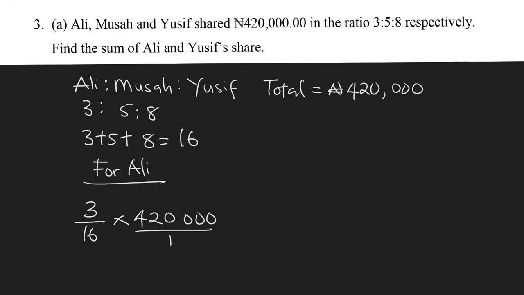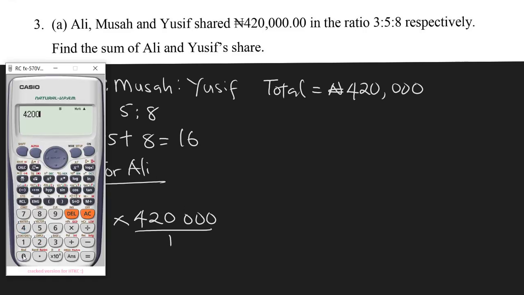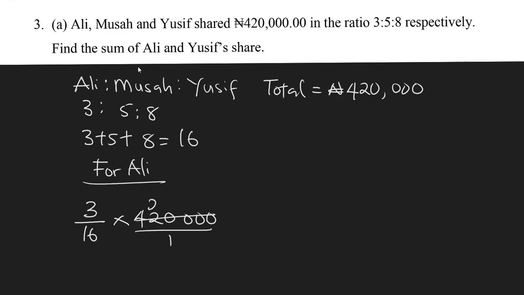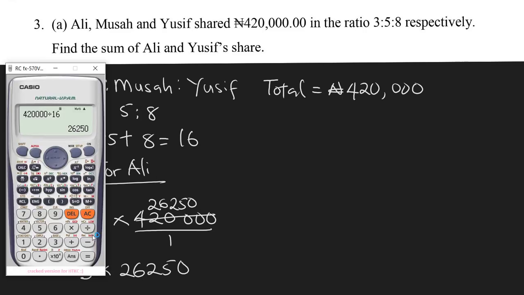You can put 1 under this. 420,000 divided by 16 is 26,250. So we say 16 here is 26,250, and 16 here is 1. We're left with 3 and 26,250, so we say 3 times 26,250. If we multiply this, 3 times 26,250, we get 78,750.